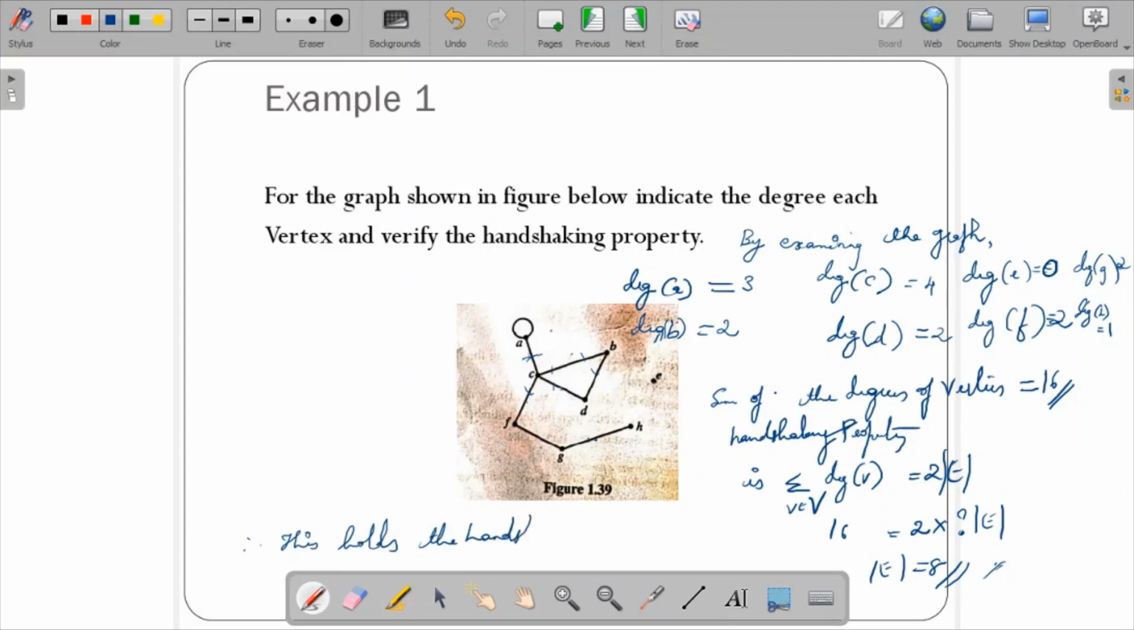So this is regarding example 1. You had to find the degree of each vertex and then satisfy the handshaking property. So we wrote summation of degree of v is equal to twice the edges. We knew it was 16, so 16 is nothing but twice 8, so the number of edges we get is 8. So this is example 1.